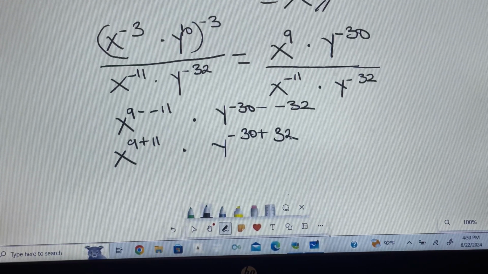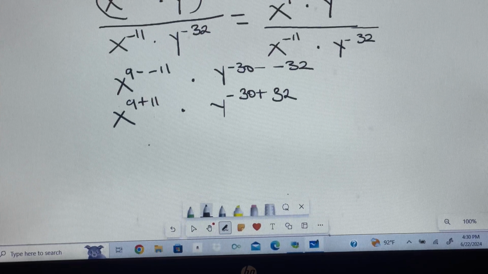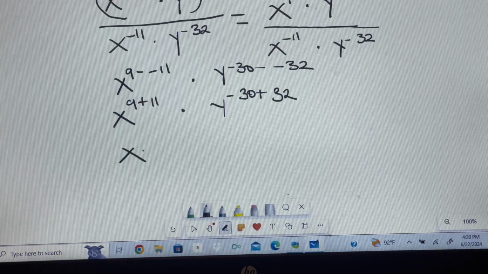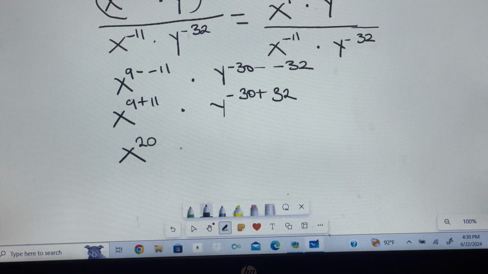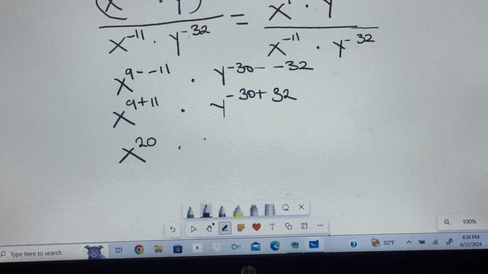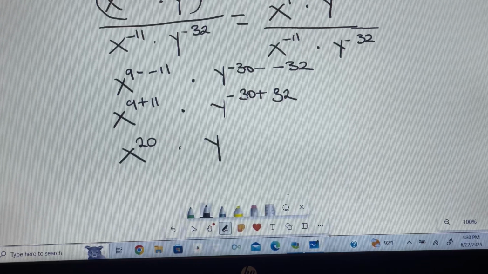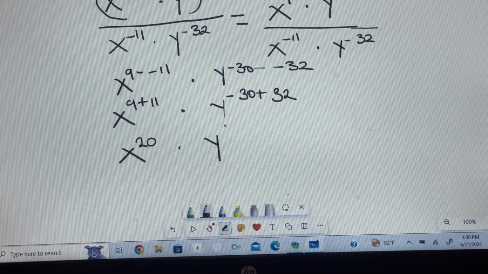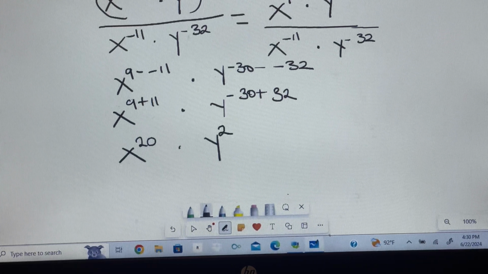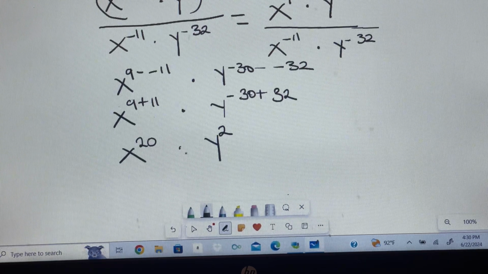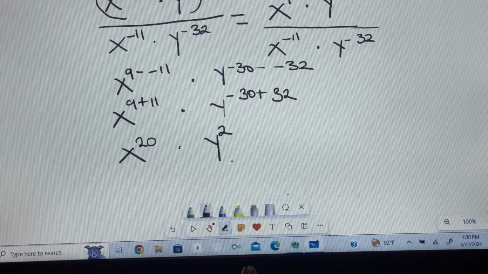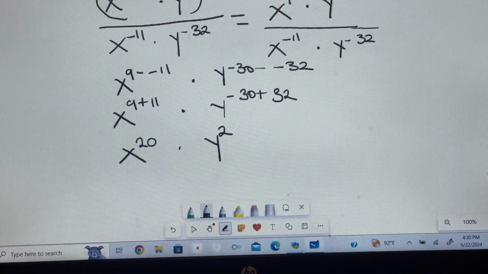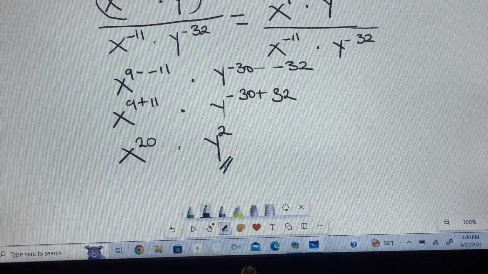So now we have x to the power of 9 plus 11 is 20, multiplied by y to the power of negative 30 plus 32 is 2. So there's no other thing you can do because the bases are different. So this is your answer: x to the power of 20 multiplied by y to the power of 2.